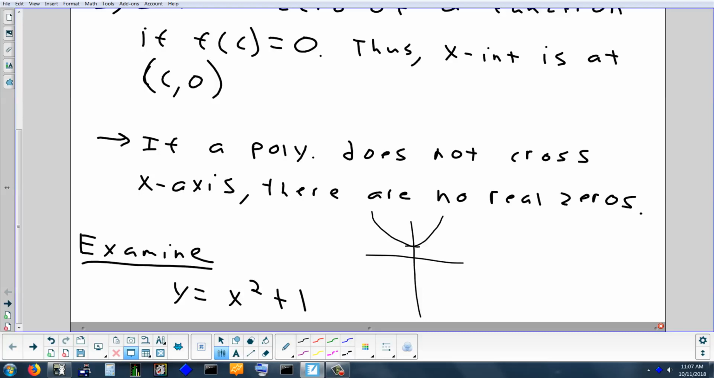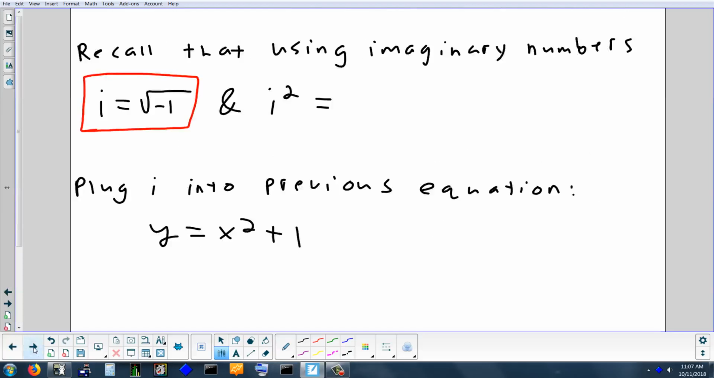That doesn't mean there isn't a number you could plug in for x and get 0 for y. There is. It's imaginary. There is no real number that you could ever square and add 1 to and get 0 as the answer, because any real number that you square is always 0 or higher. And if you take a number that's 0 or higher and add 1 to it, you're never going to get 0. So that's where you would have imaginary answers. And we'll look at that in a little bit.